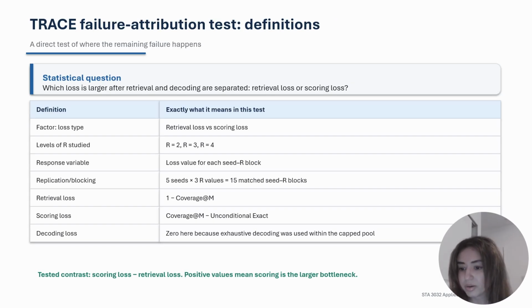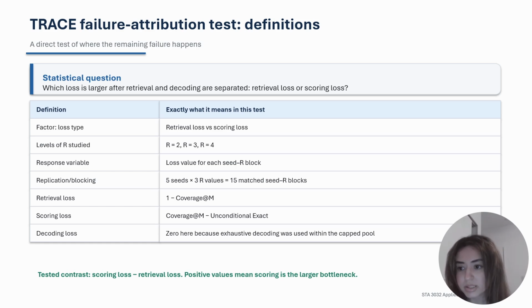This experiment suggests that the bottleneck is downstream from the retrieval, and our framework, TRACE, tests that idea more directly. The question across the 15 matched CDR blocks is: is the scoring loss significantly greater than the retrieval loss? The factor is loss type with two levels, retrieval loss and scoring loss. The response is the loss value calculated within each matched seed R, which was a regulator size block.